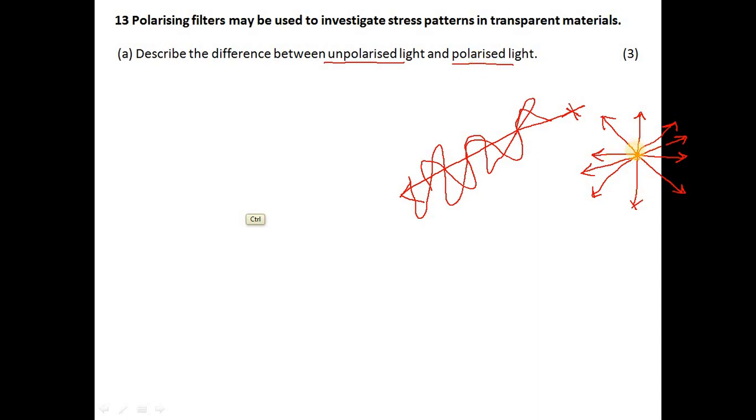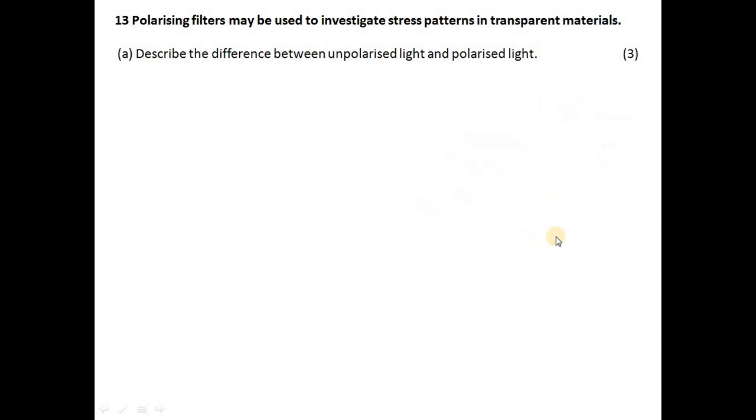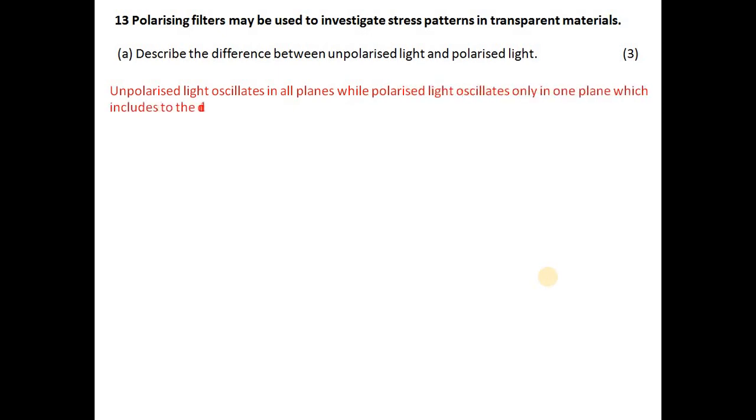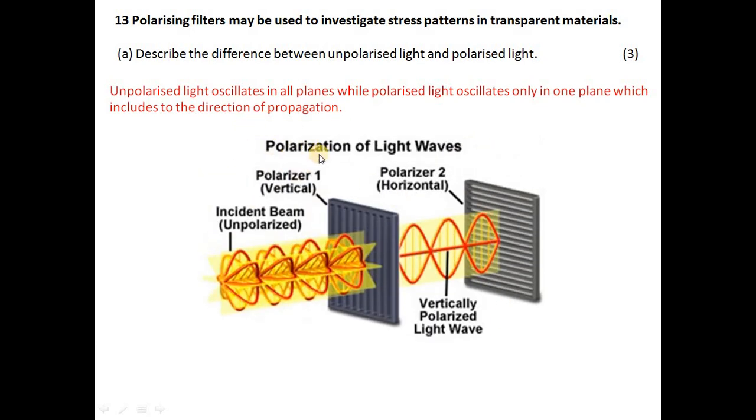So when you pass this unpolarized light through the filter, all the oscillations which are not parallel to the plane of the polarizer are stopped, and only one oscillation is allowed, which is called polarized light. So that's how you write the definition, and this is a typical definition that generally comes in exams. So unpolarized light consists of many planes, and polarized light oscillates only in one plane, which includes the direction of propagation. Sometimes students get confused about this statement.